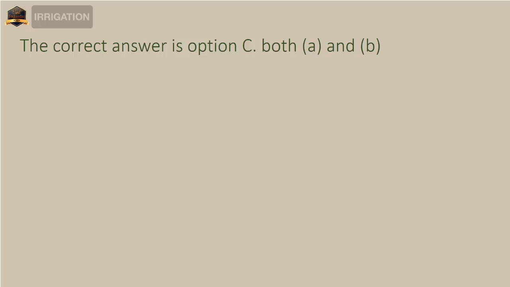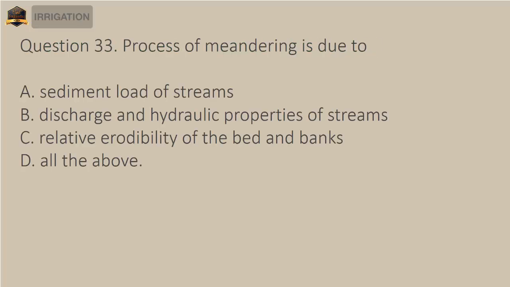Question 33. The process of meandering is due to A. Sediment load of streams. B. Discharge and hydraulic properties of streams. C. Relative erodibility of the bed and banks. D. All the above. The correct answer is option D, all the above.